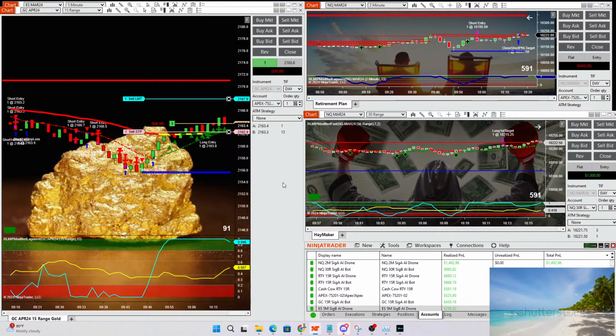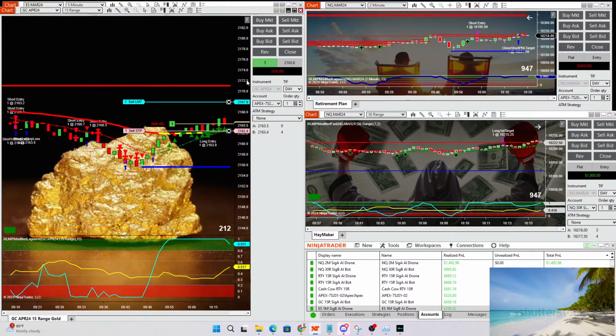.30 range Signal B AI bot. The Russell's doing pretty decent today. Up 525 on that one Apex account. And this one that I'm in this trade on, I'm down 430.